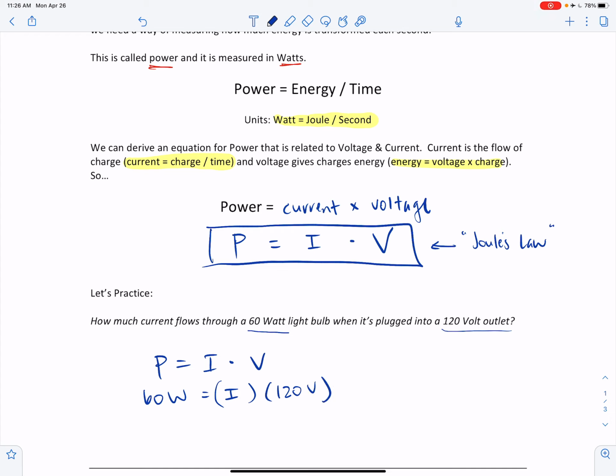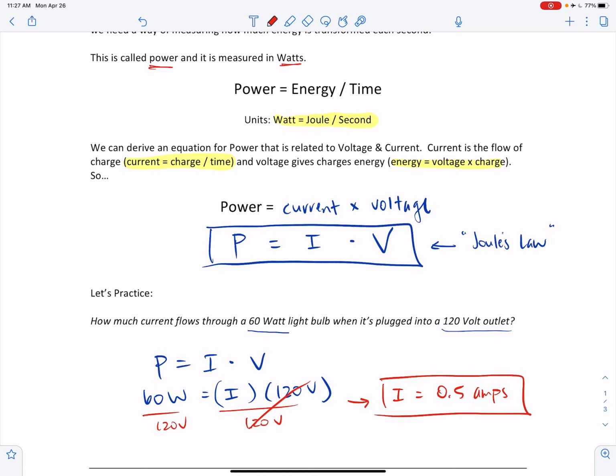So we do the division, right? We would divide both sides by 120. Those cancel out. And so this means that the current is going to be 0.5. And then a watt divided by a volt is an amp. You may remember before that current is measured in the unit of amps.